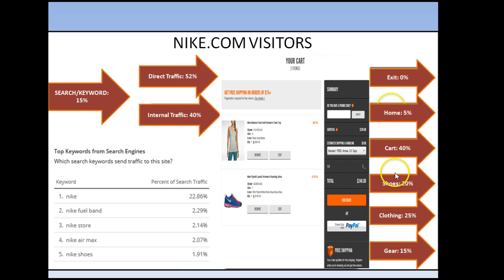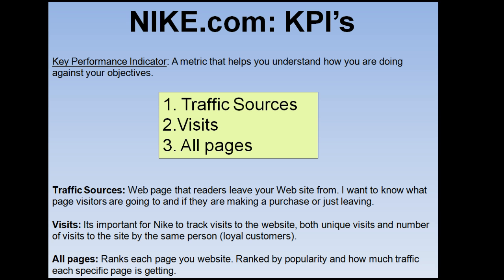And then the different categories, and where people are going, looking at shoes, they're looking at clothing and looking at gear. And these are, again, different types of categories that people are looking at here. And just as a summary here, I'm just going over the KPIs, and the traffic sources are super important for Nike.com. It's important to see where their visitors are coming from, which is number 2, and where those visitors are going on their website, which is number 3.